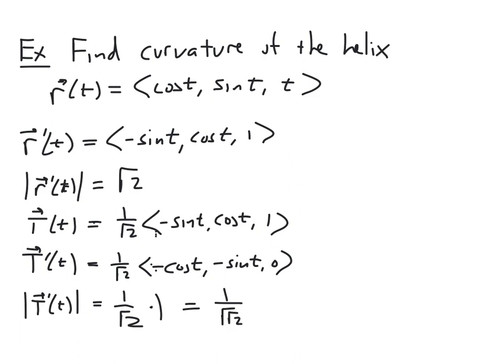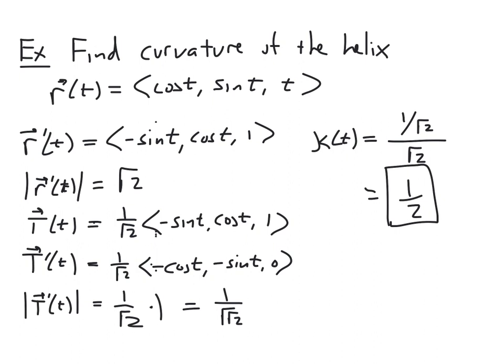And so our curvature, kappa of t, we know is going to be the magnitude of the derivative of the unit tangent vector, which is what we just computed, 1 over square root of 2. We divide that by the magnitude of r prime of t, which is square root of 2, and this is equal to 1/2. So the curvature of this helix is 1/2.